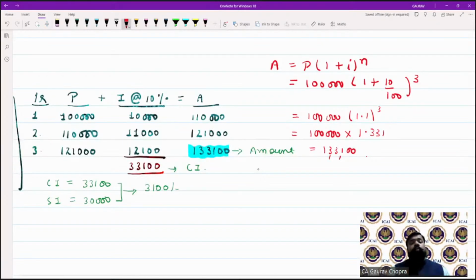Now, if we talk about the practical situation in banks, which is normally used, simple interest or compound interest? Practically, compound interest is used. Compound interest is applicable in most of the cases. That means the principal renews every year.